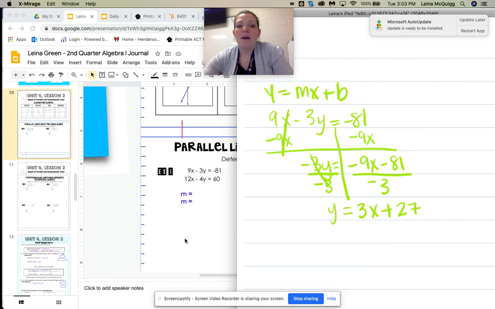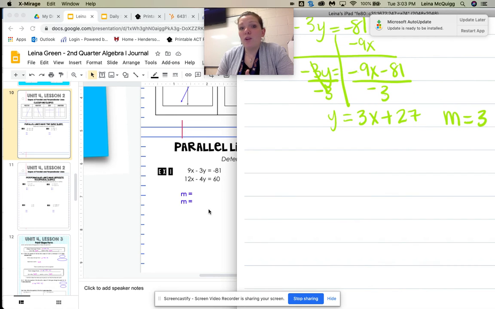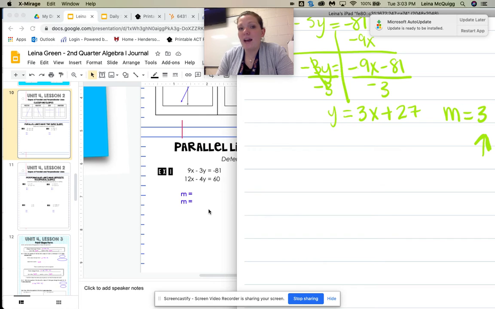All right, so my first equation, I have solved for y. It looks like y equals mx plus b now, and my m here is 3. So let's solve the other equation. I want to know if these two equations are parallel. So that means I want my second equation to have the same slope. All right, so we have 12x minus 4y equals 60.